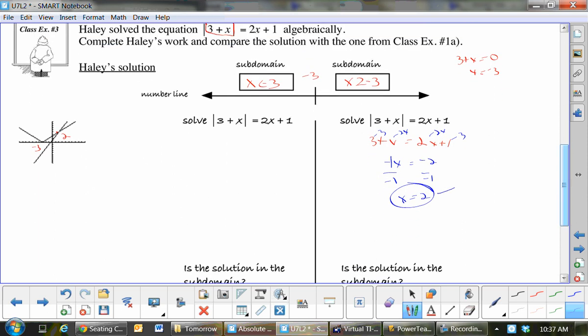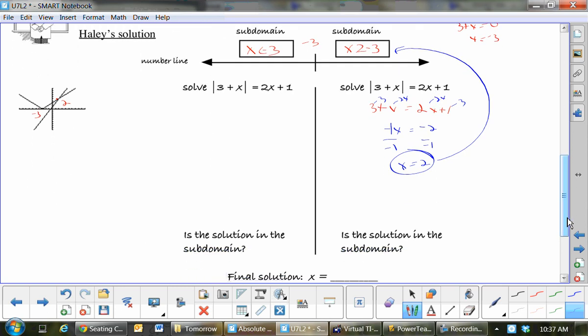Is this in the subdomain? Is x greater than or equal to negative 3? Is 2 greater than or equal to negative 3? Yes, no, maybe, sometimes, what? Okay, yes. So we know 2 is one of the answers.